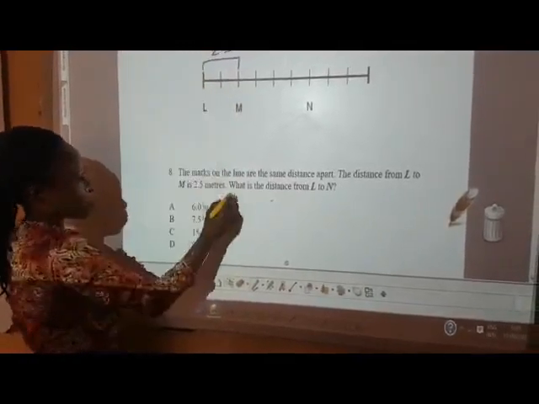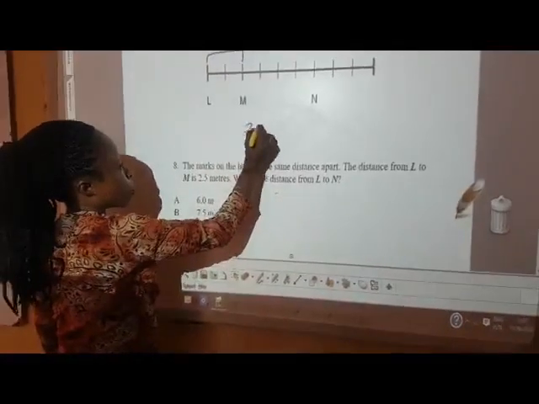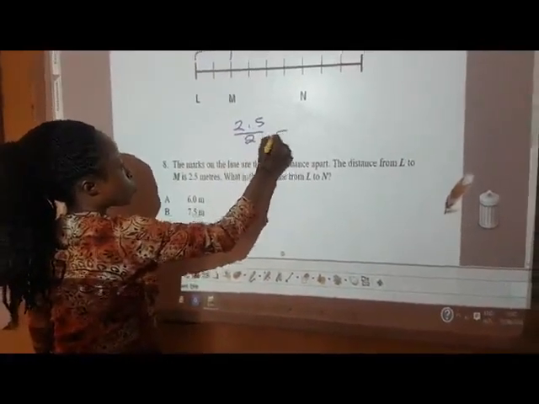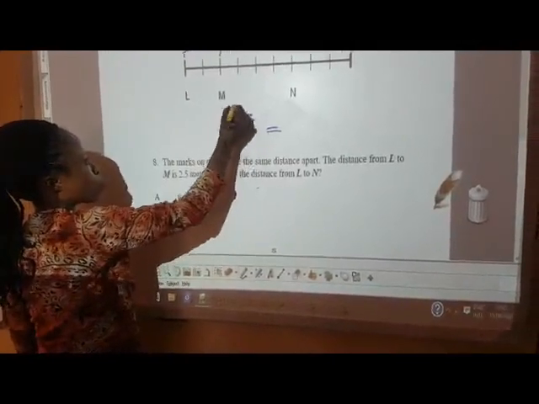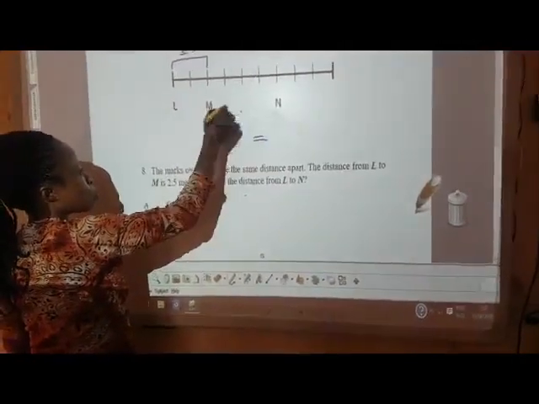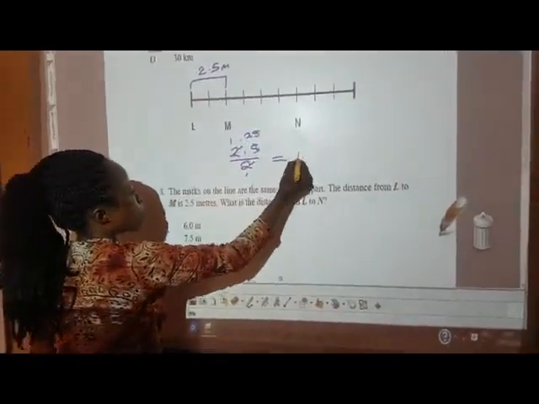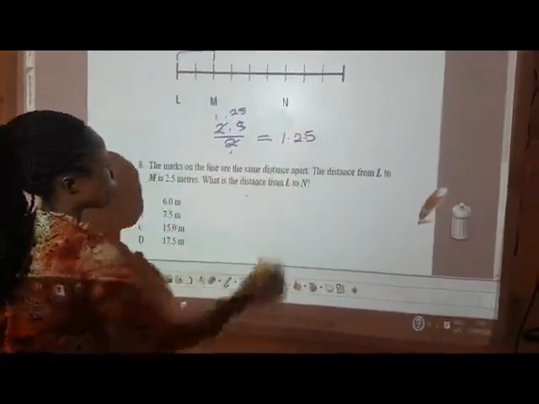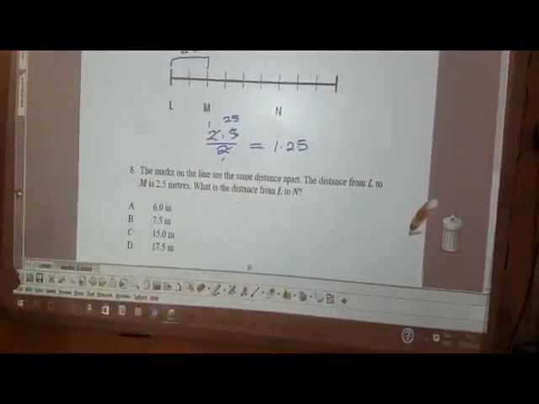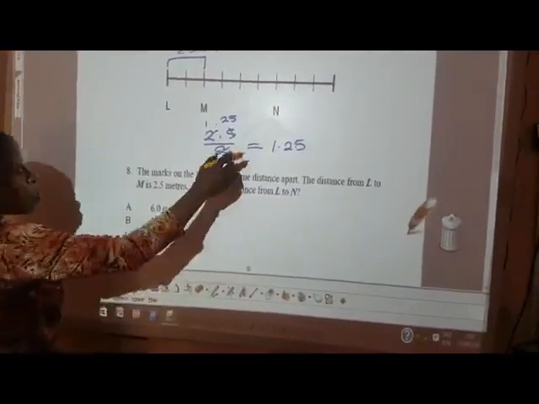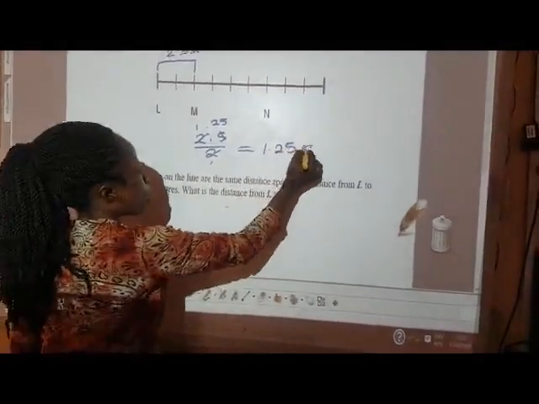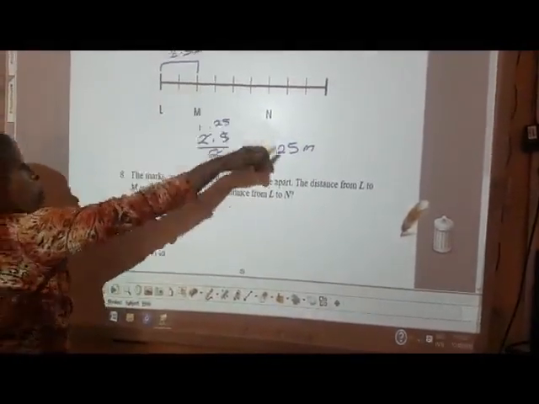You divide 2.5 by 2. That is 2 here 1, 2 here 1, put your point. 2 in 5 is 2, remember 1. The answer 2 in 10 is 5. The answer is 1.25. Remember, when you want to divide, always learn to use your short method to make it faster and easier. So you have 1.25 meters. That means each of these lines is 1.25.